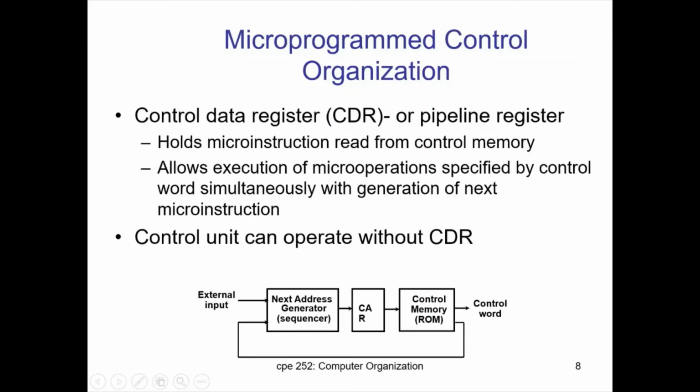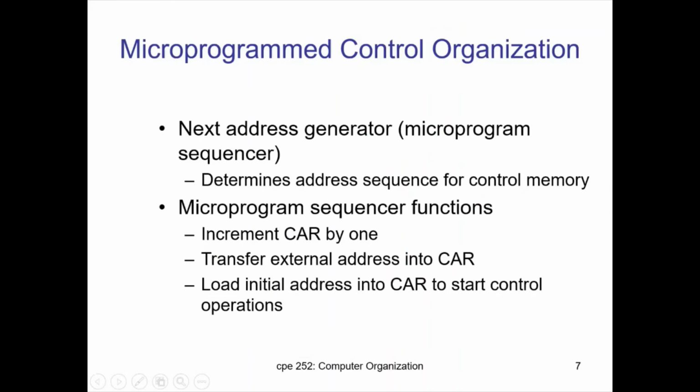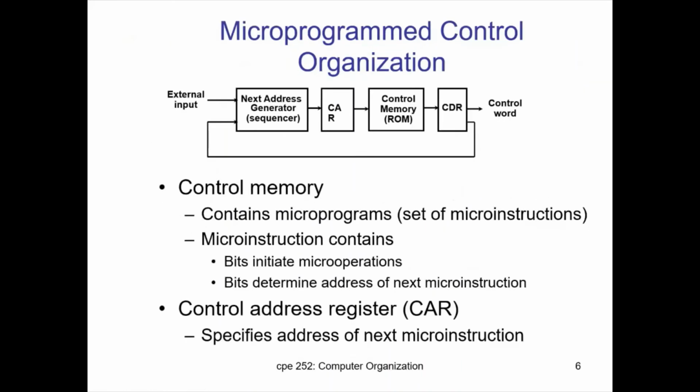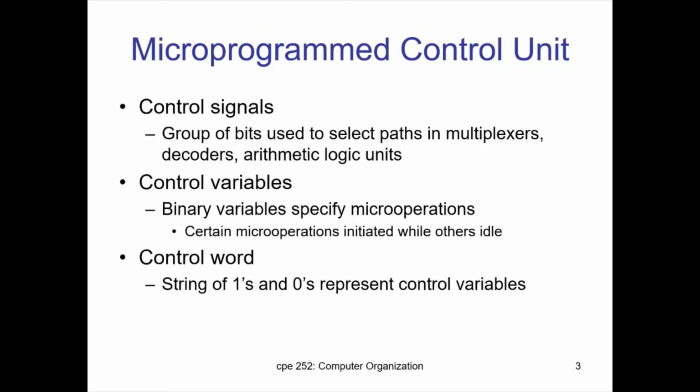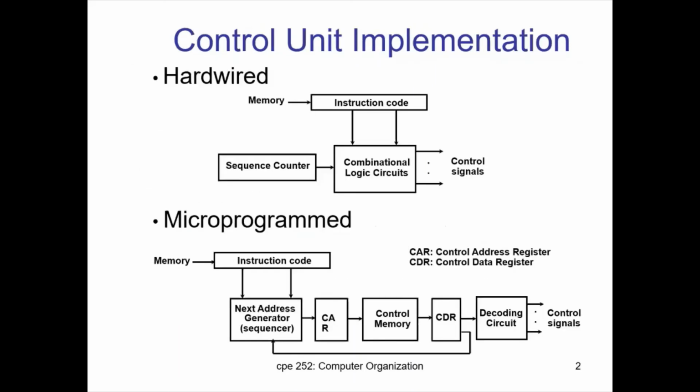So this is the basic idea about how the microprogrammed control memory and the control unit are implemented. We have three units in the CPU: the control unit, the ALU, and memory. The ALU, the arithmetic logic unit, we discussed in the last two units. Today we started discussing the control unit.